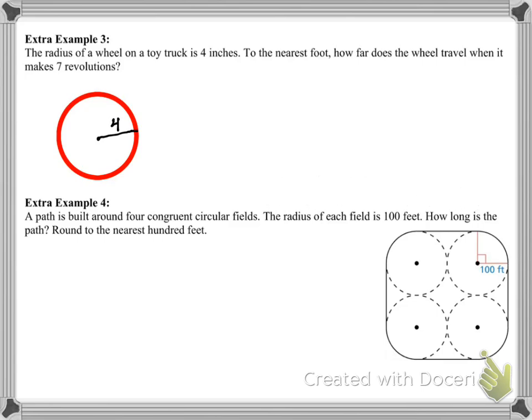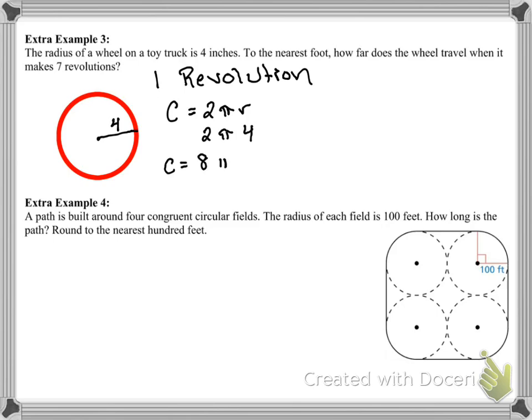Well, how far does it go in 1 revolution, 1 all the way around? So let's go ahead and do 1 revolution, which would be 1 circumference around this circle. So I would need the circumference. So we'll go 2 pi r. R is 4. 2 times 4 is 8, so the circumference is 8 pi. So it's going to go 8 pi inches in one revolution all the way around there. It's going to go 8 pi inches.